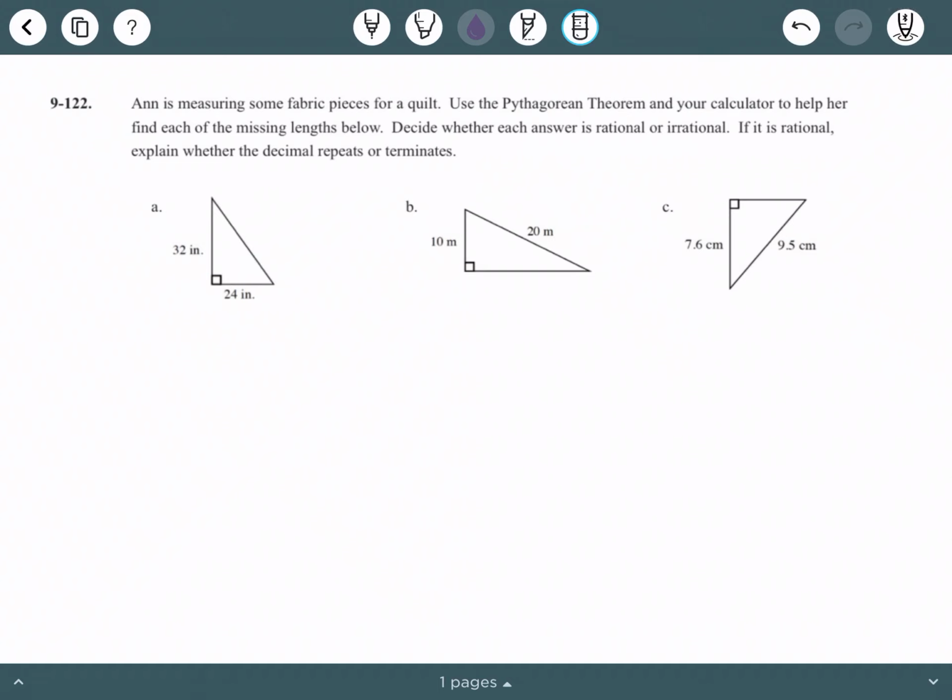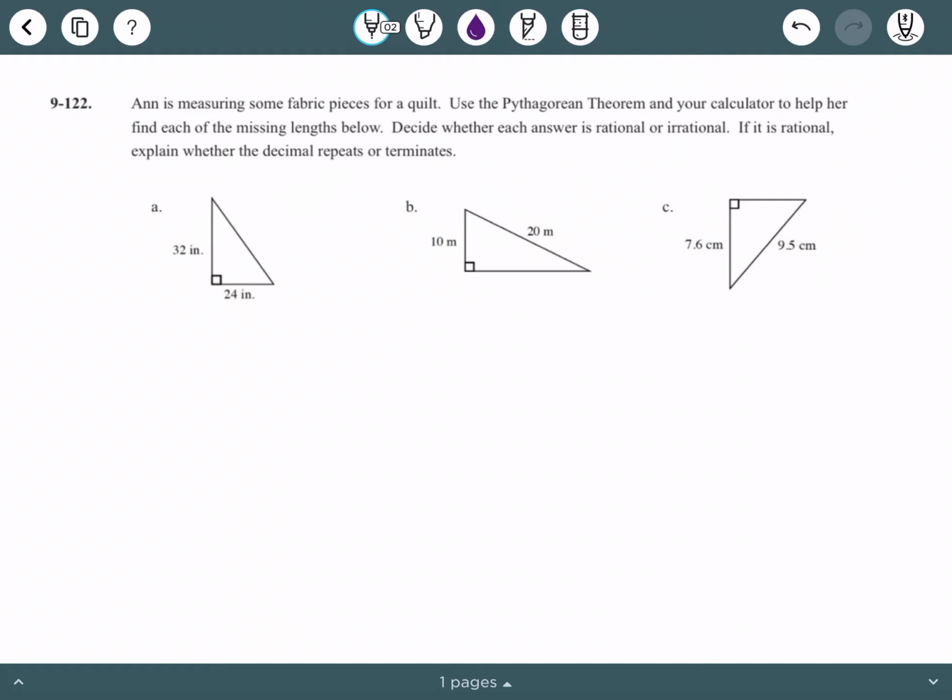Problem 9-122. Anne is measuring some fabric pieces for a quilt. Use the Pythagorean theorem and your calculator to help her find each of the missing lengths below. Decide whether each answer is rational or irrational. If it is rational, explain whether the decimal repeats or terminates.